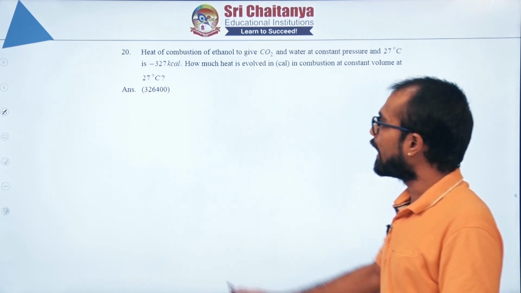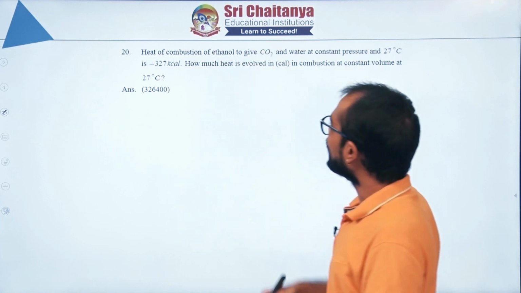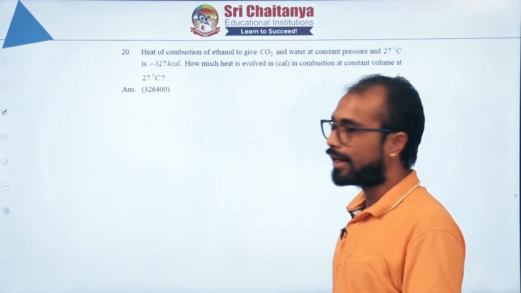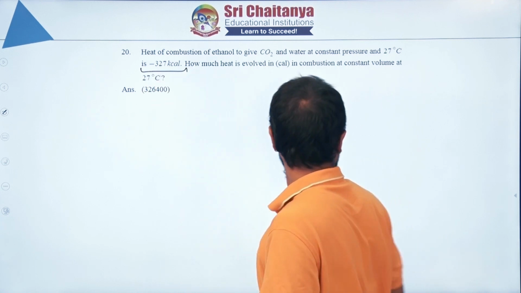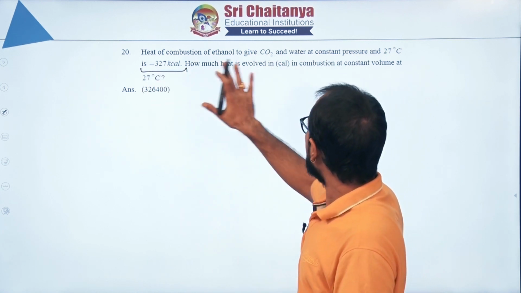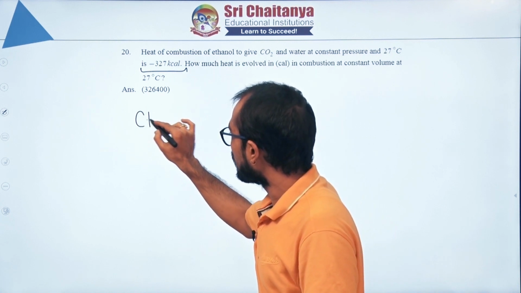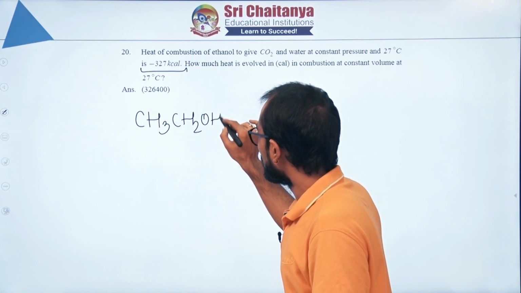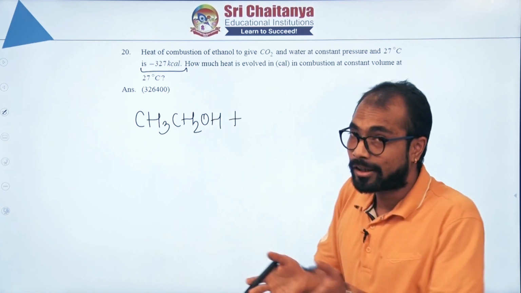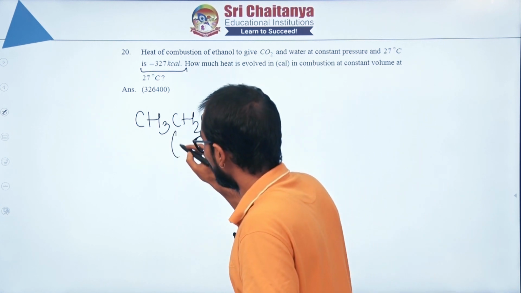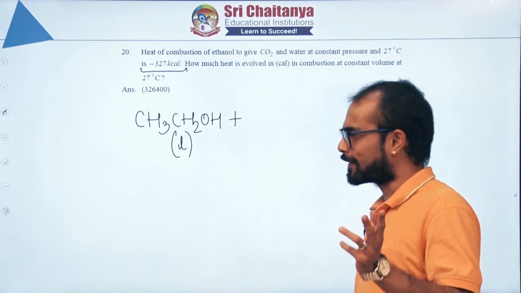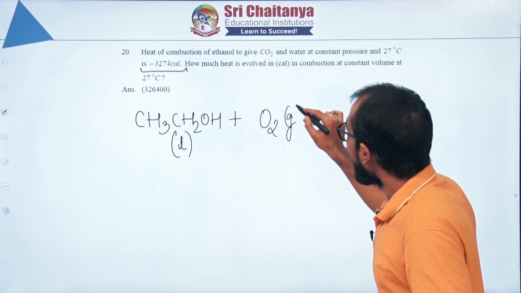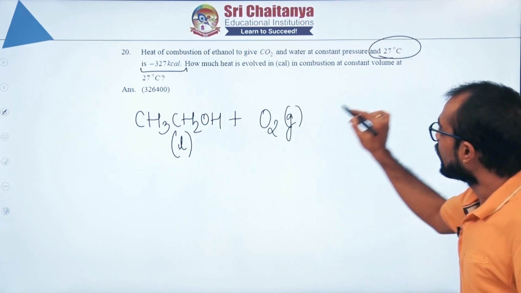Here they are asking you the heat of combustion of ethanol to give CO2 and water at 27 degrees centigrade, and 327 kilocalories. Now, we will draw the ethanol. Okay, this is my ethanol. I guess everybody is comfortable with ethanol. And what is the state of ethanol? That is important, people. Ethanol, the state is liquid. Everybody knows this. Now, we are reacting with oxygen. Oxygen is a gas at this particular temperature.